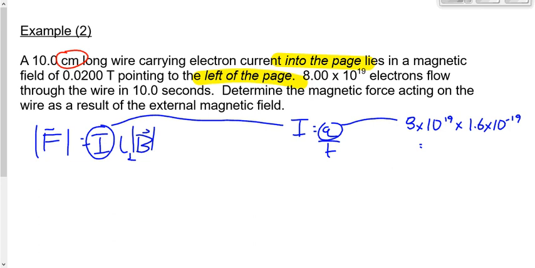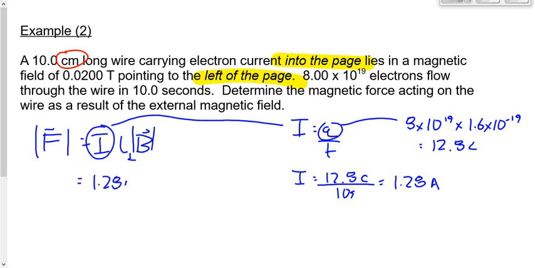12.8, which we're going to divide by T. We get 12.8 coulombs divided by the time here of 10 seconds, which is 1.28 amps. And now that I have the 1.28 amps, I can sub that in over here. The length of the wire here is 0.10.